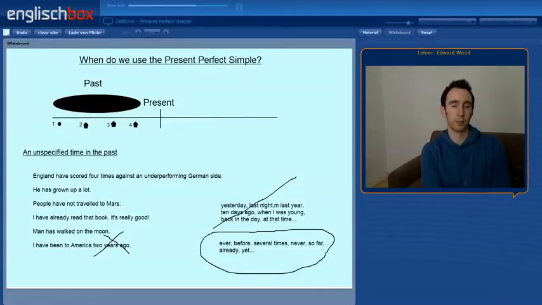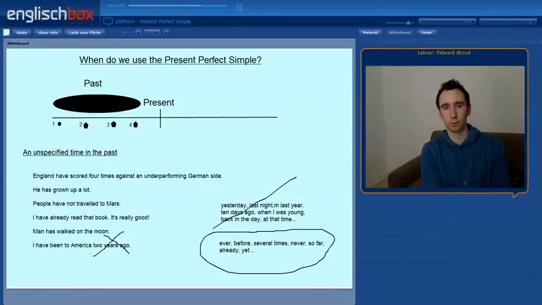Now we have to consider what the speaker is trying to express. The important information in these sentences isn't when the action happened, perhaps because the action happened very recently, or it's only happened once in the past. He just wants to convey this information to the person listening.